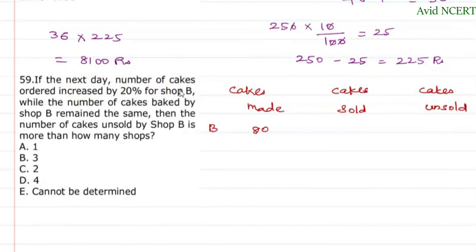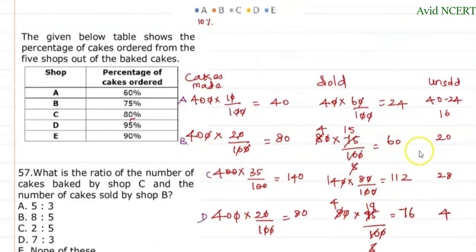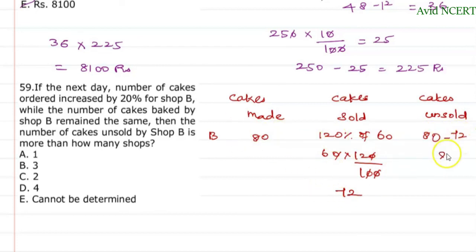So the number of cakes ordered increased by 20%, which becomes 120%. That is 100 plus 20% is 120% of whatever the cakes sold last time, which is 60. So 120% of 60 this time, which is 60 times 120 by 100. So 0, 0 gets cancelled, 0, 0 gets cancelled. 6 times 12 is 72. So the cakes unsold is 80 minus 72. 80 minus 72. The cakes made minus the cakes sold, which is 8.